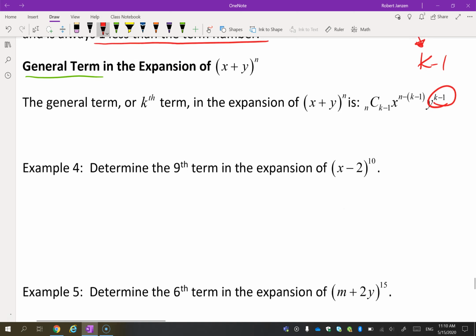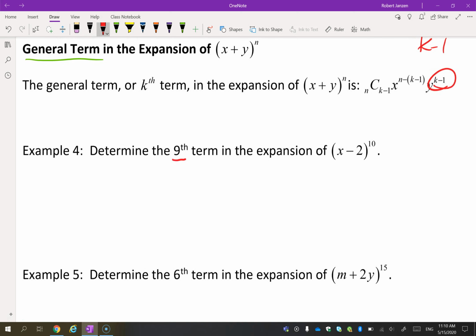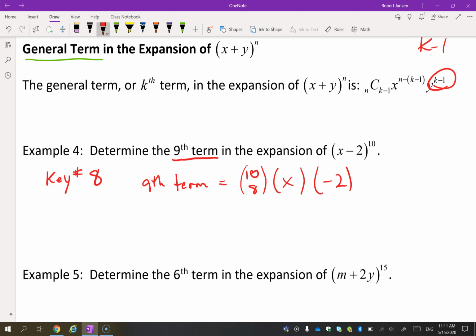So for example, look at this one. It says determine the 9th term. The 9th term, so what's the key number? The key number will be one less. So the key number is 8. So now when I think of doing this, instead of expanding the whole thing, I am going to look for the 9th term only. And the 9th term will be 10 choose what? Key number is 8. I'm going to have x to the power of something, and I'm going to have negative 2 to the power of something.